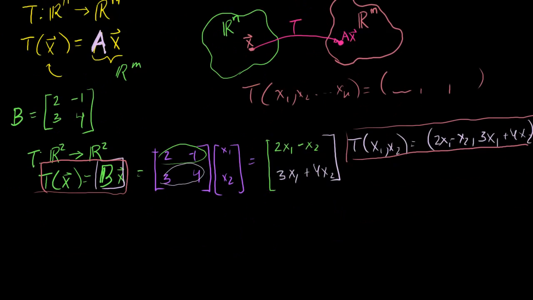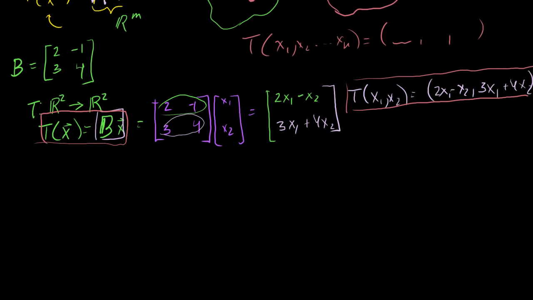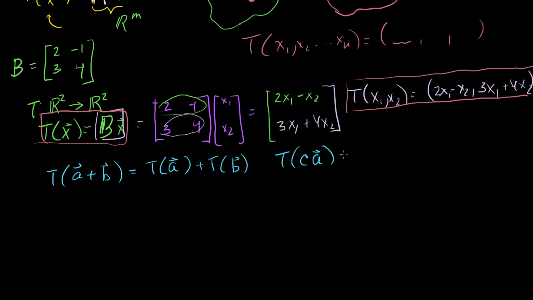And what are the two constraints for being a linear transformation? We know that the transformation of the sum of two vectors, a plus b, should be equal to the sum of their transformations, the transformation of a plus the transformation of b. And then the other requirement is that the transformation of a scaled version of a vector should be equal to a scaled version of the transformation. These are our two requirements for being a linear transformation. So let's see if matrix multiplication applies there.